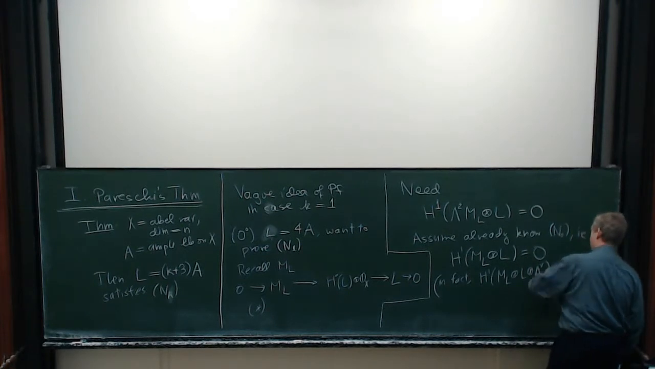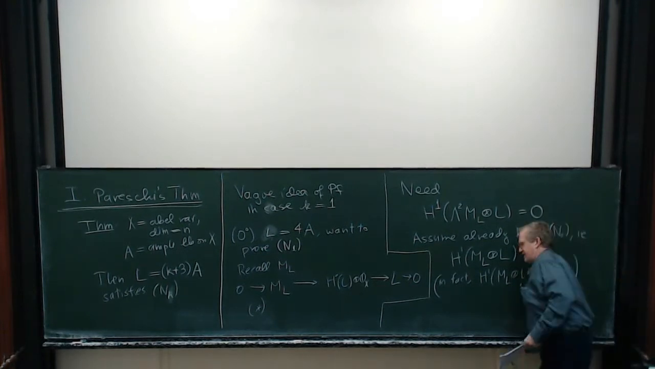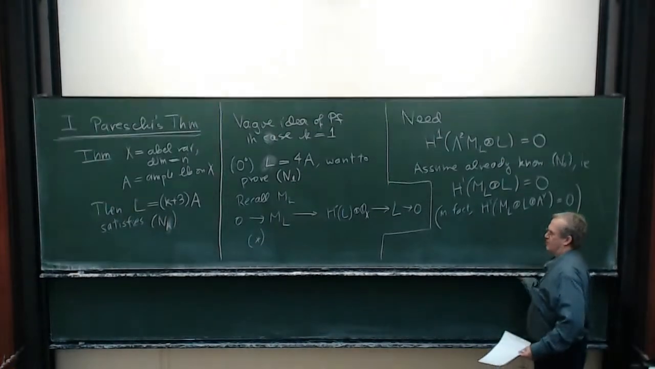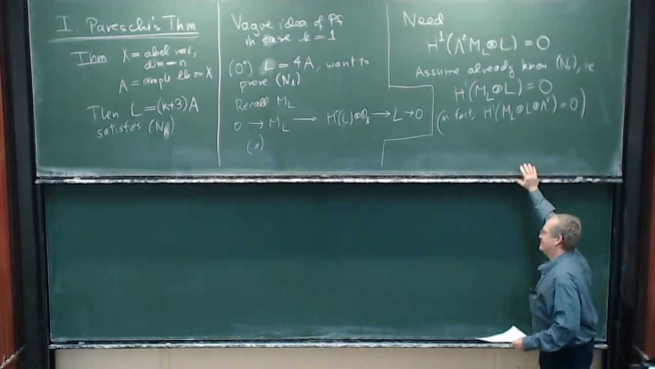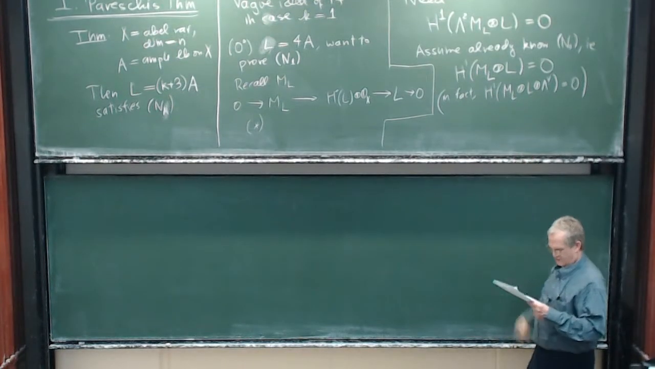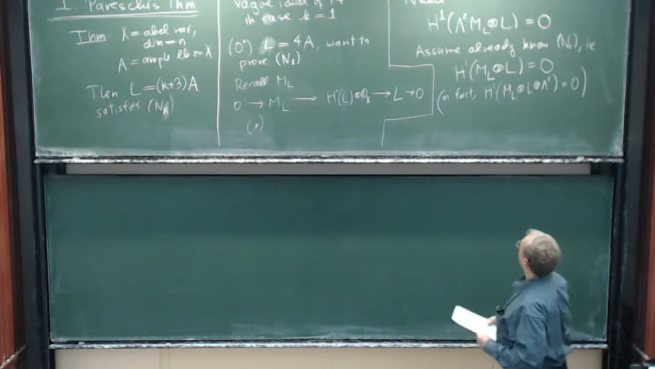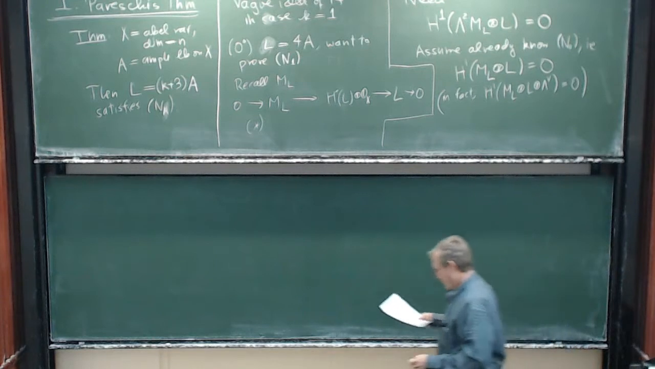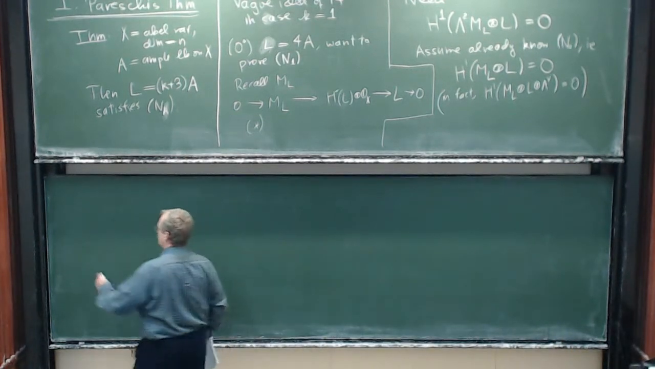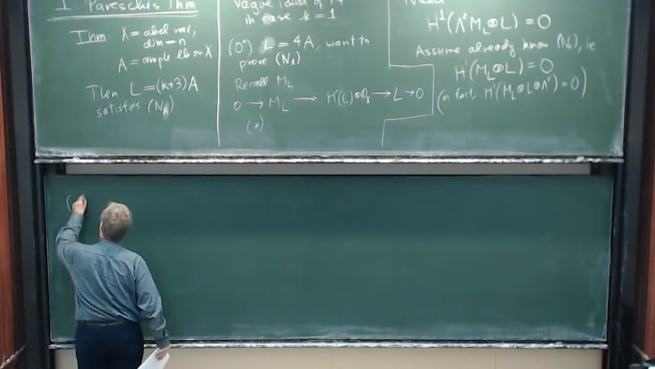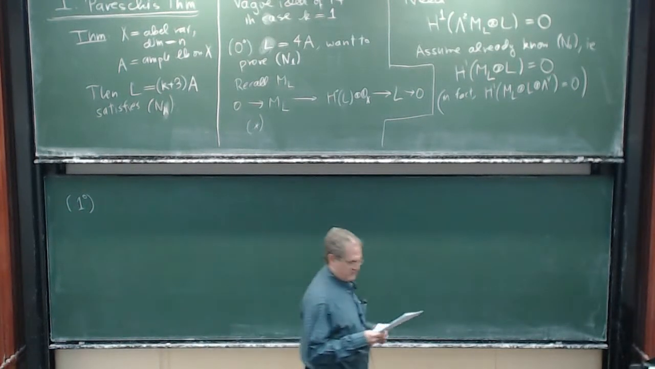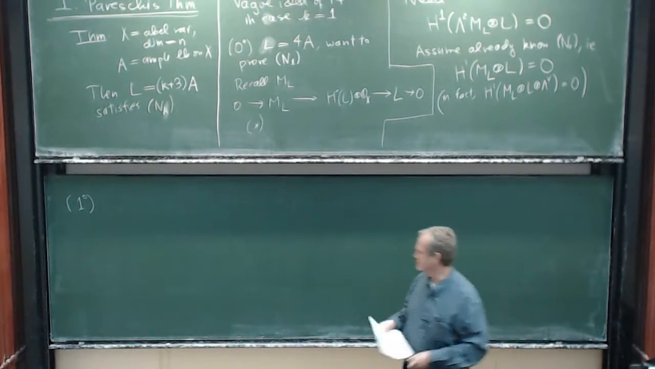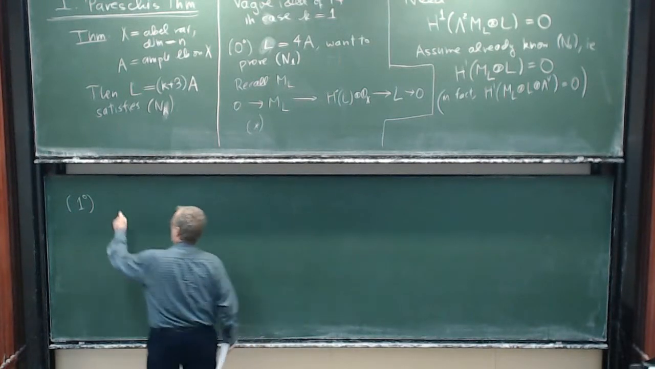So there's an induction going on. But in any event, you can assume that you control the vanishing of twists of M. And the problem then is to control the twists of wedge 2 of M. Now, Pareschke's first idea is to reduce the question to a surjectivity statement for a map of global sections of vector bundles.